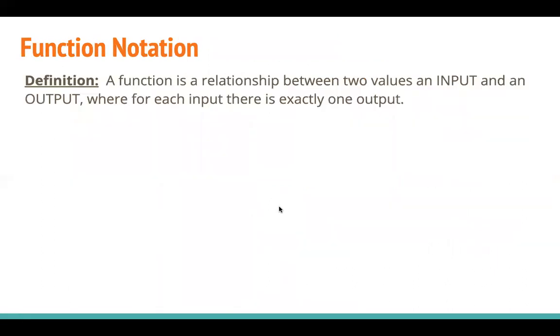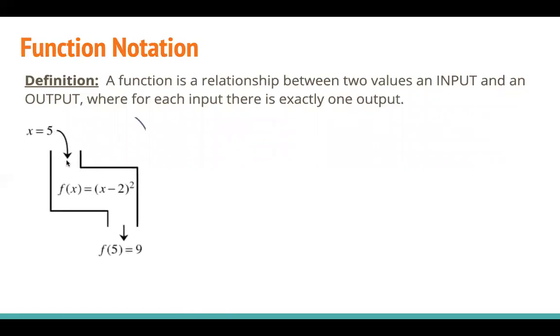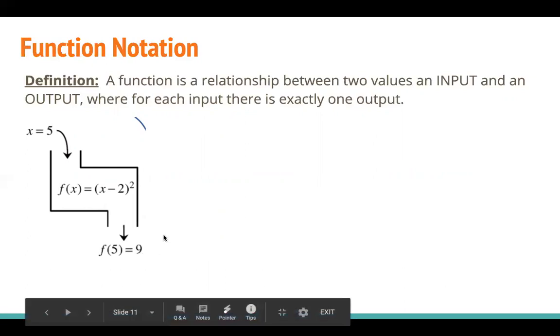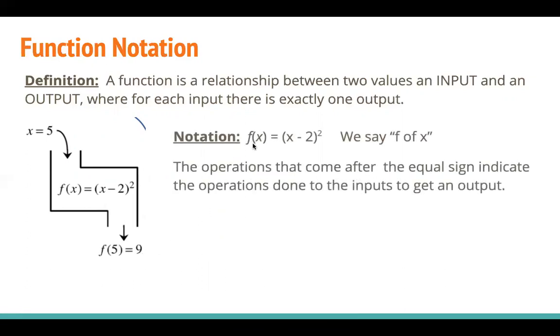A little bit about function notation. A function is a relationship between two values, an input and an output, and each input has exactly one output. So if here I put in x, the machine does its thing, and then the output is 9. A little bit about this notation: we often use the letter f. This right here, it's not f times x, it's f of x. And here it's saying equals (x minus 2) squared. This over here indicates the operations done to the inputs to get the outputs.